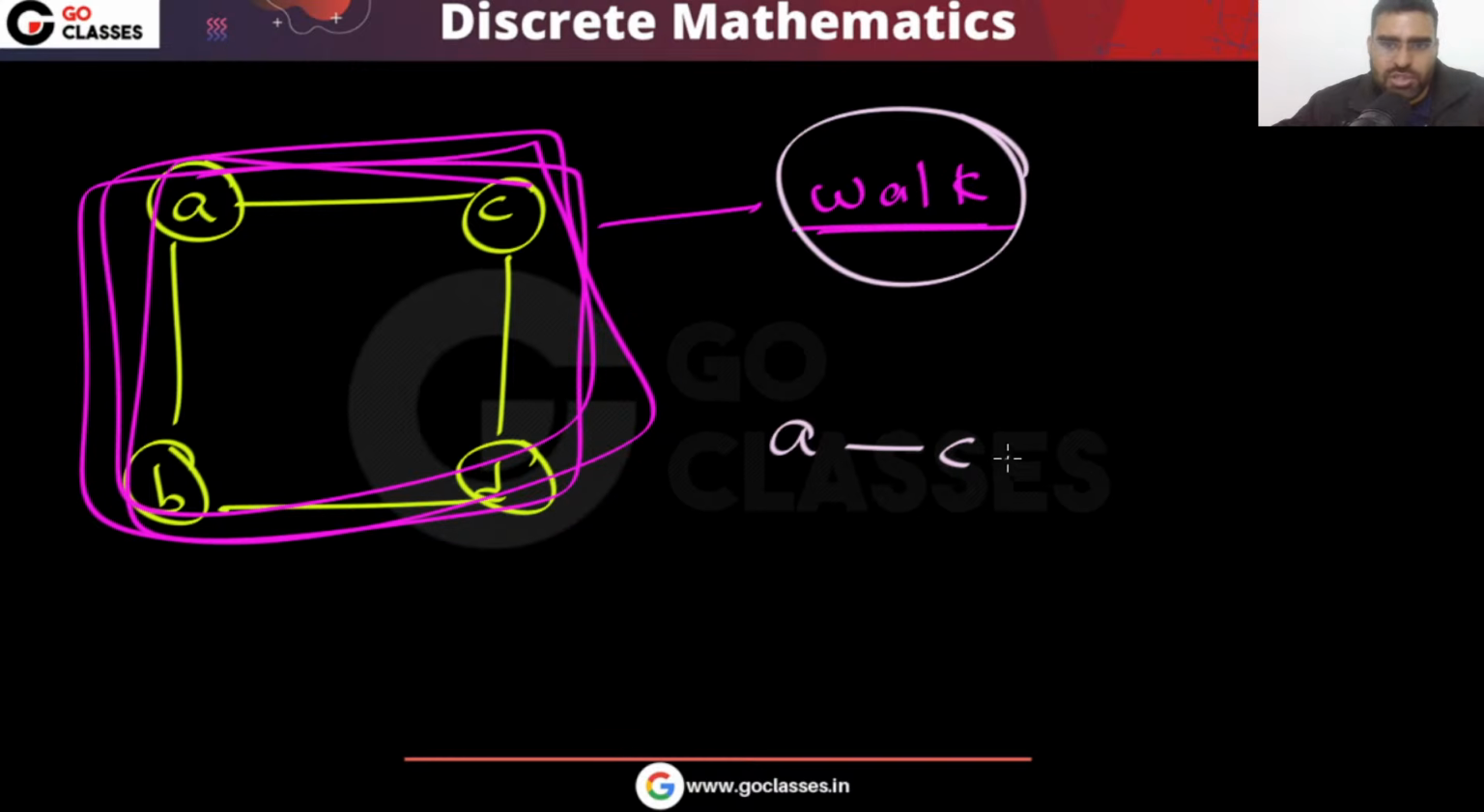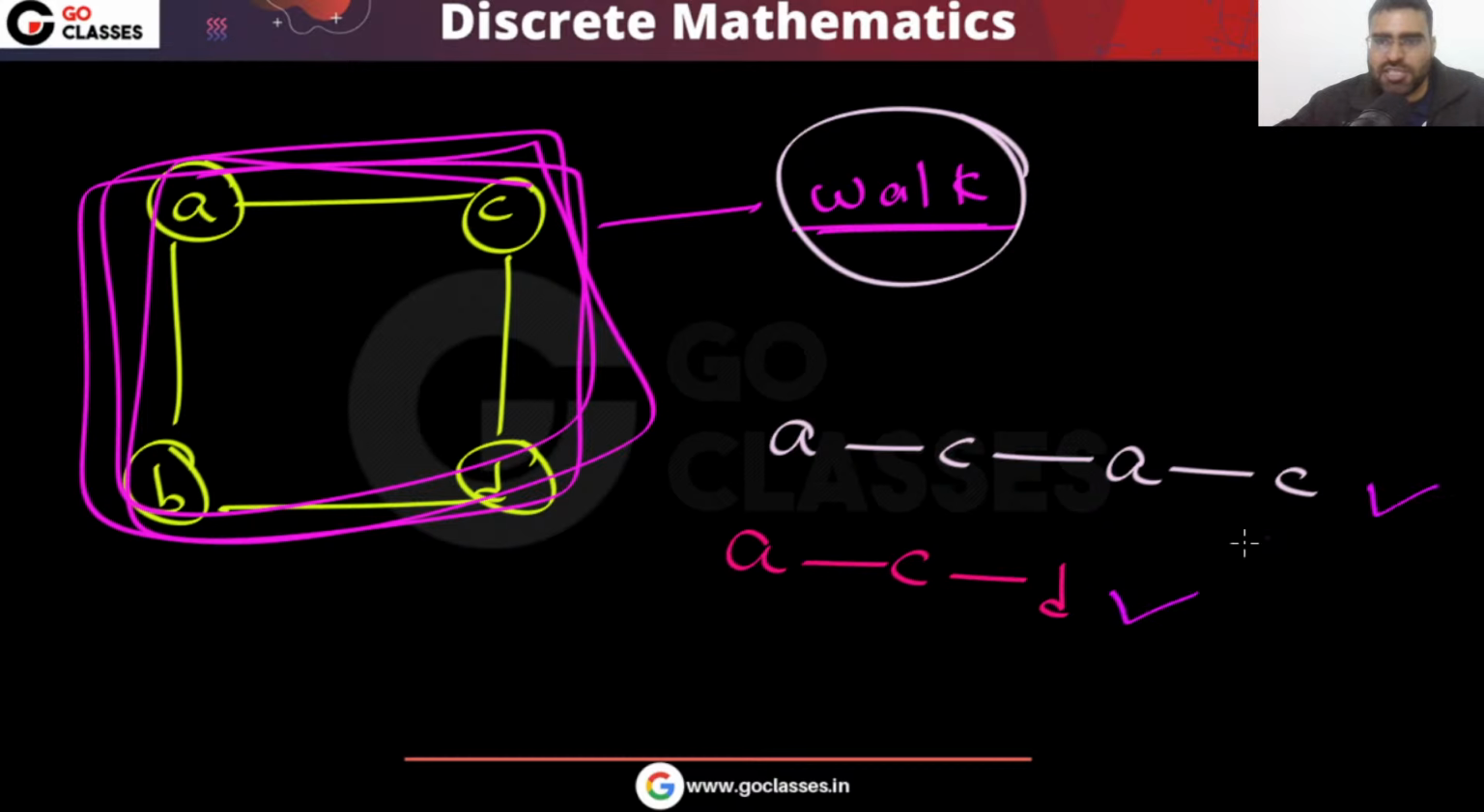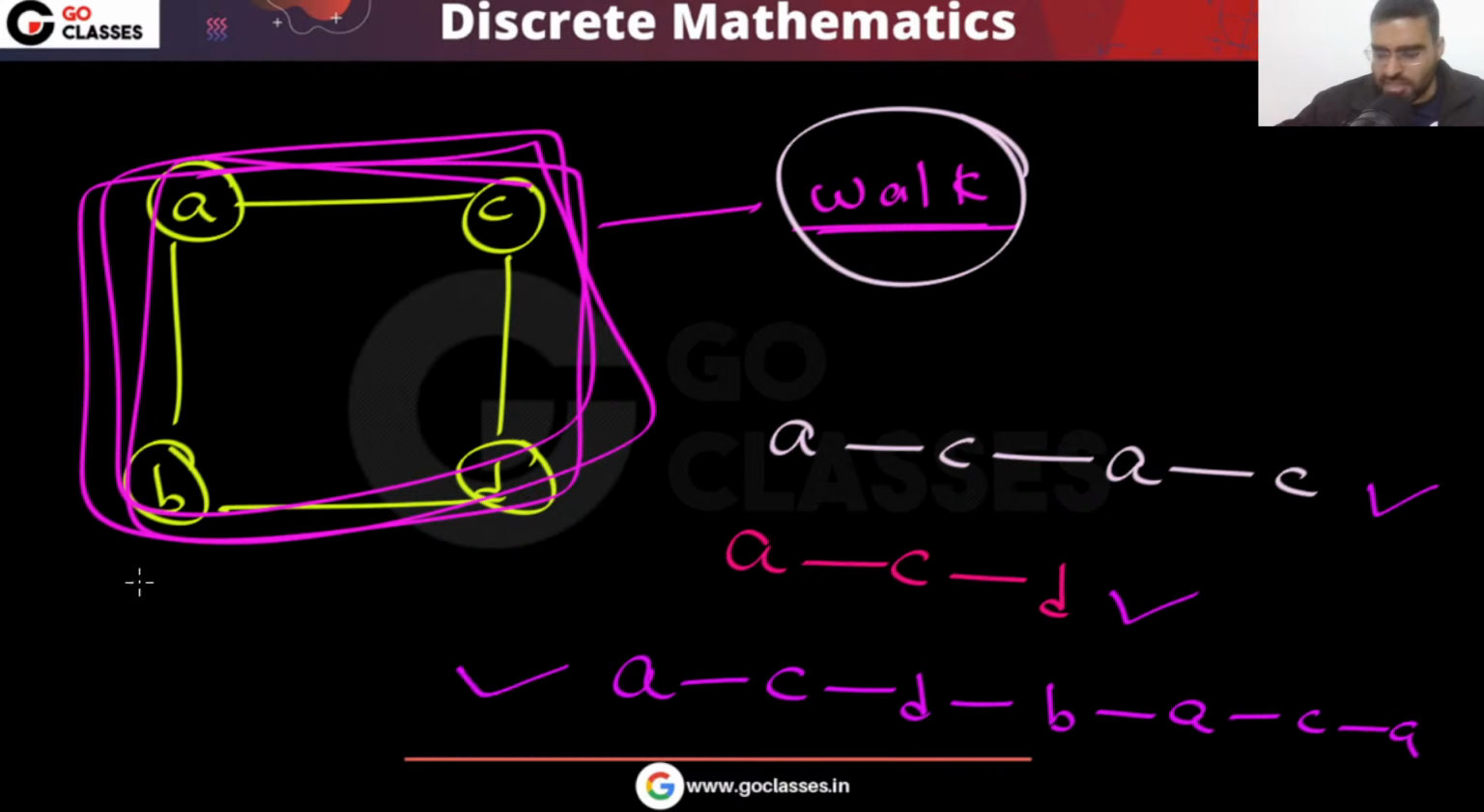From A you can go to C. From C you can go to A. From A you can go to C. So this is a walk. Okay, you are walking like this. Similarly, this is also a walk. You can go from A to C, then D. That's it. This is also a walk. Like from A, you can go to C, then D, then B, then A, then C, then A. This is also a walk. So all these things are walk.